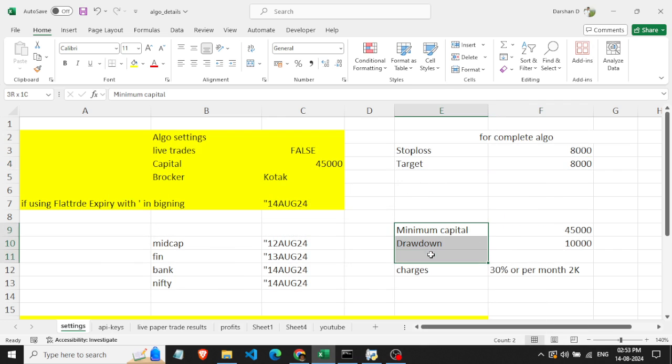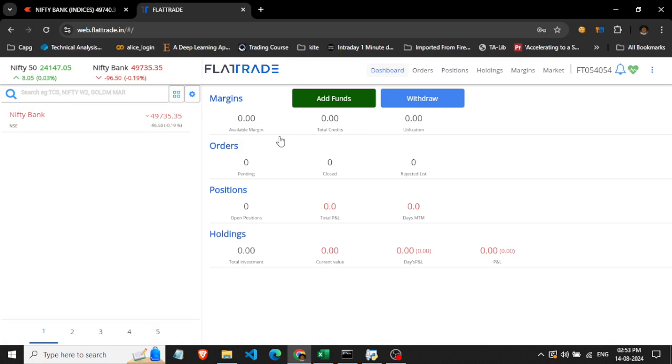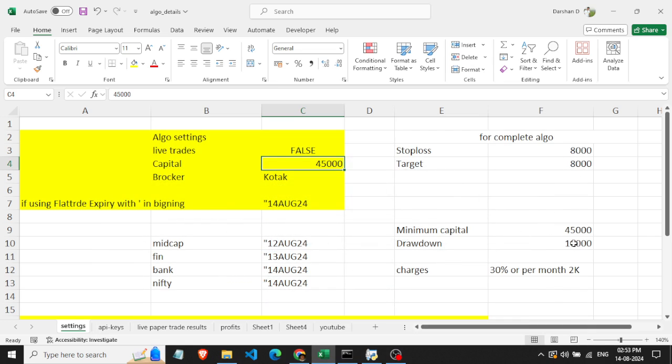And this is the requirement for the algo. What I have seen from the last few days, I'm using capital of 45,000 only. I have more capital in the account, but I use only 45,000. Sometimes even if I have 65,000, I'm using only 45,000 to minimize my risk. And the drawdown I have seen is that the algo can go up to 10,000 rupees loss sometimes. I am charging users who use it 30% on profit or 2,000 rupees per month.